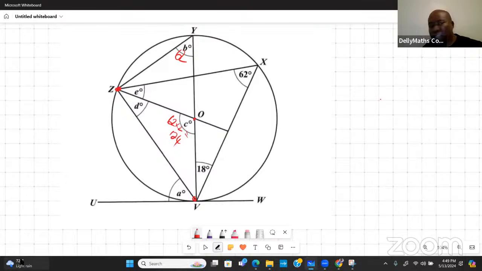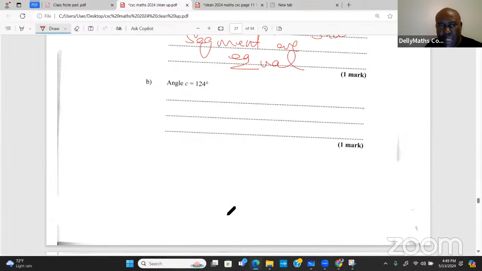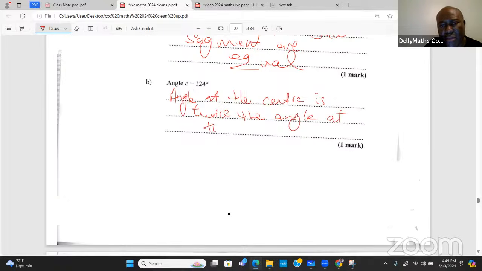So what we're suggesting here is that the theorem I would use for this is as follows: angle at the center is twice the angle at the circumference.